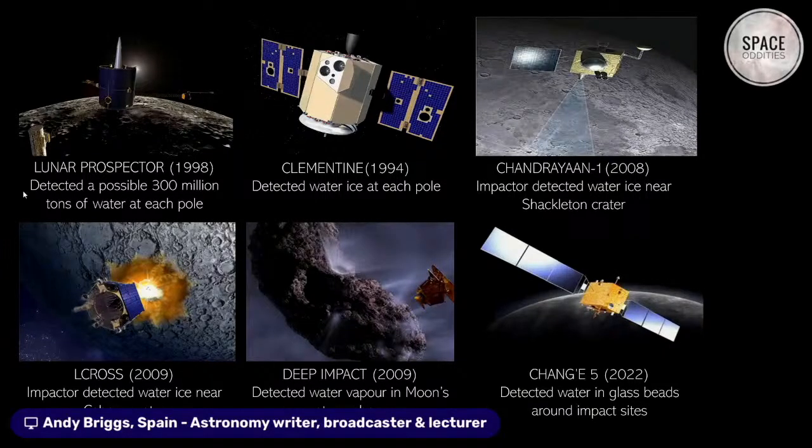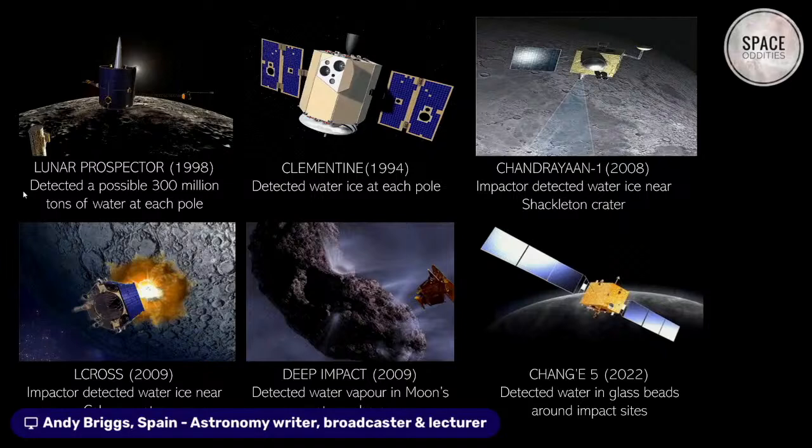Then we got Clementine in 1994, which detected water at both poles. Chandrayaan-1, the predecessor of Chandrayaan-3, which is hopefully going to land on the moon on Wednesday, was an impactor mission to slam an impactor into the moon, and it detected water ice near Shackleton crater. The LCROSS mission from NASA, again another impactor, detected water ice near Cabeus crater, another crater at the south pole of the moon.